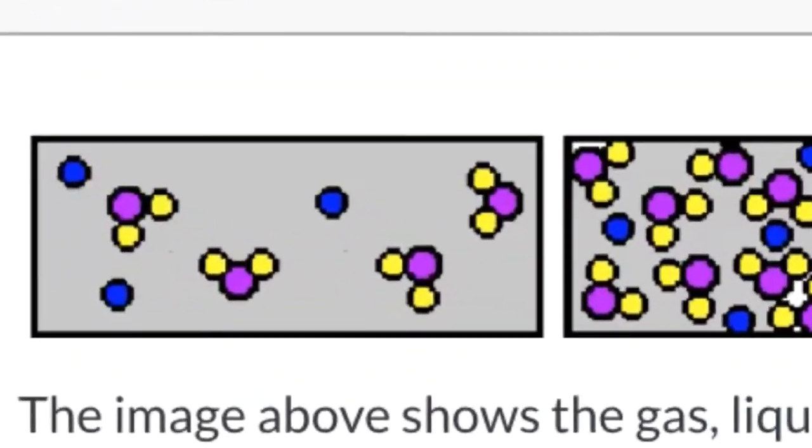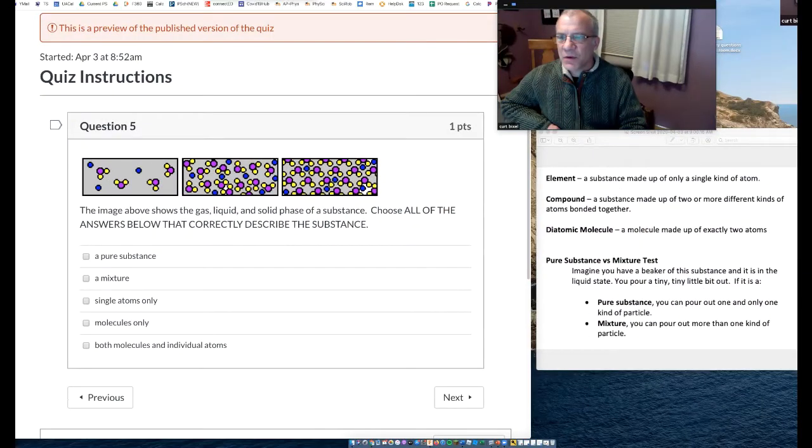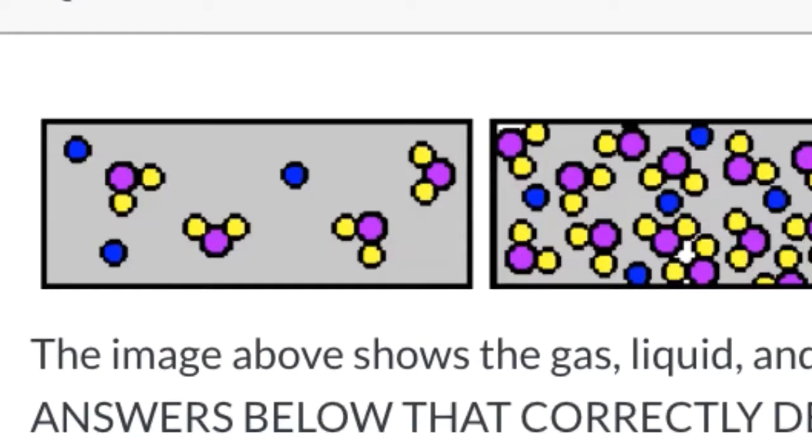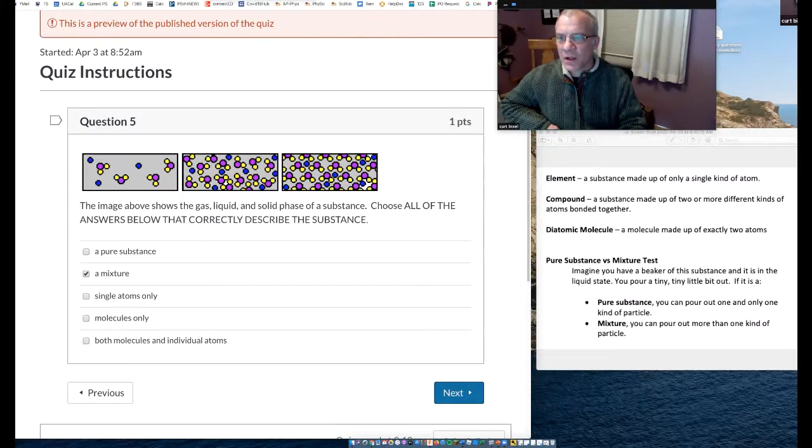Next, what do I see here? I see single atoms, and then I see this molecule that again might be water. Is it a pure substance? It is not, because you could pour out more than one kind of particle. This is a mixture. Is it single atoms only? No, there's more than just these single blue atoms here. Is it molecules? No, because it's more than just this possible water molecule. It is both molecules and individual atoms. Next, let's try question 6.